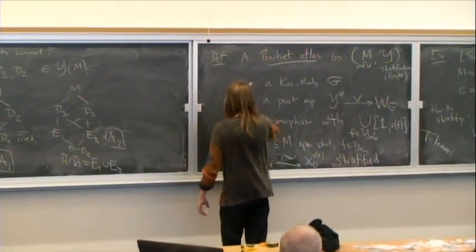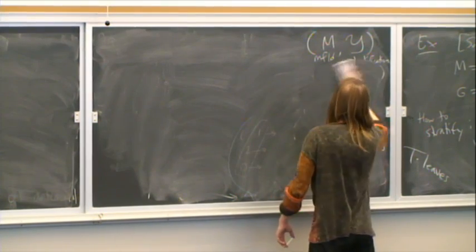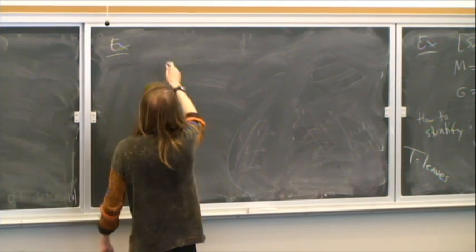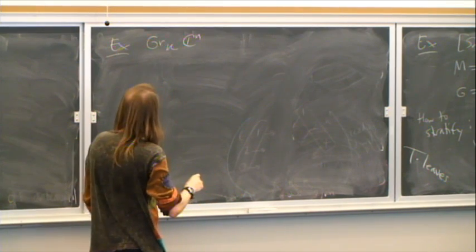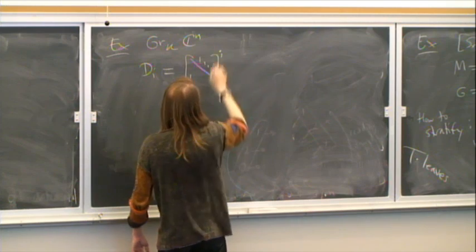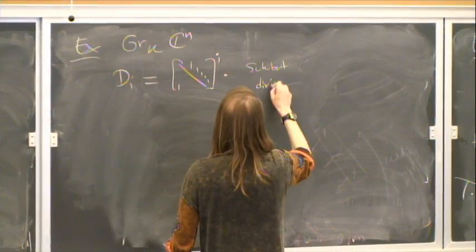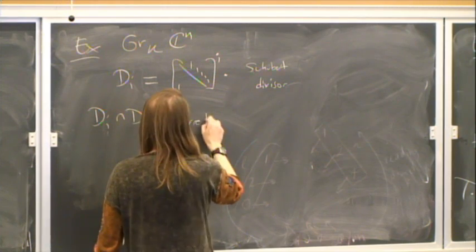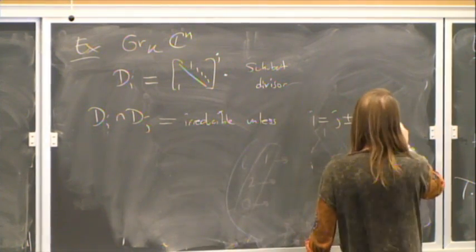Okay. So let's see some examples. Here's a fairly, so let's start with the Grassmannian case again. K-planes in C^n. So here the divisors are the ith rotation of the Schubert divisor. And in this case, Di intersect Dj is irreducible unless i is equal to j plus or minus 1 mod n.